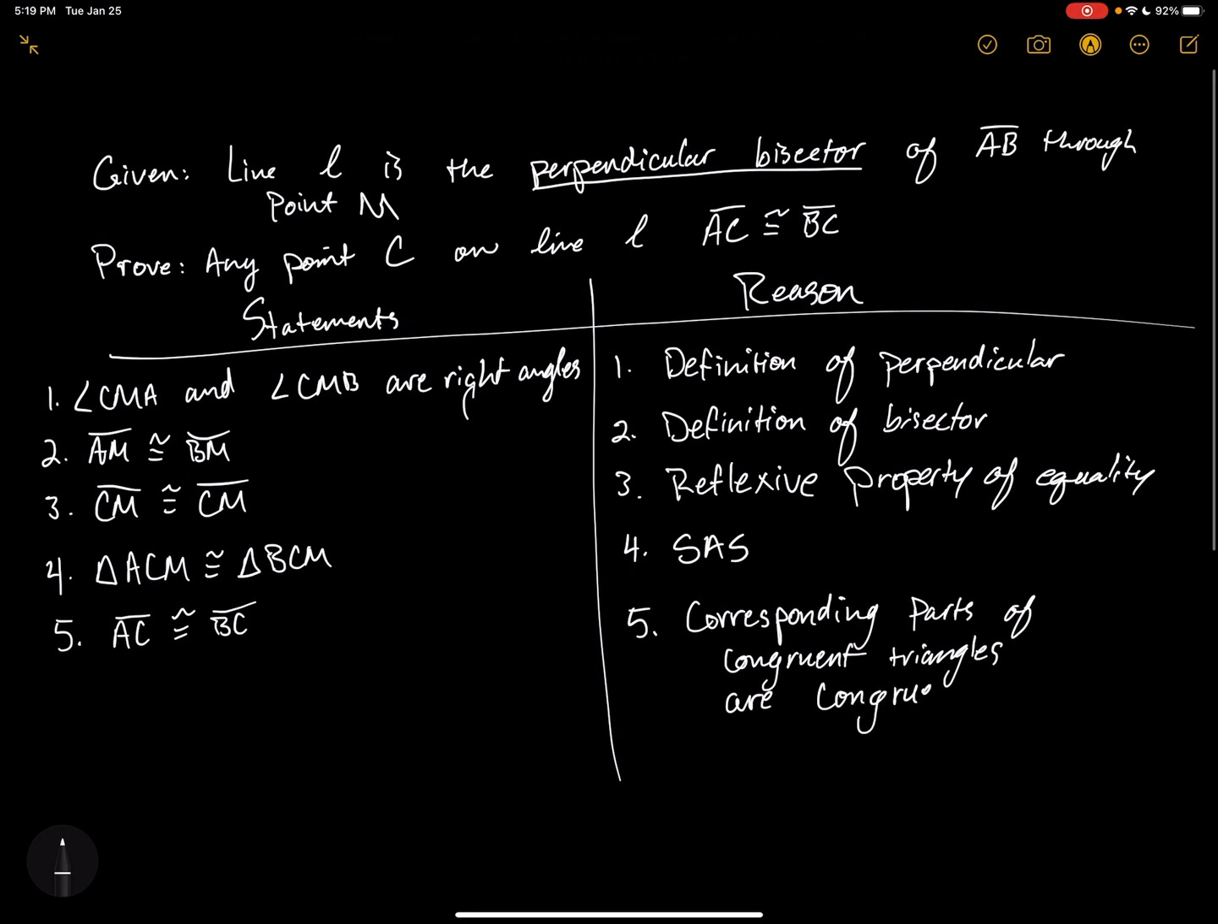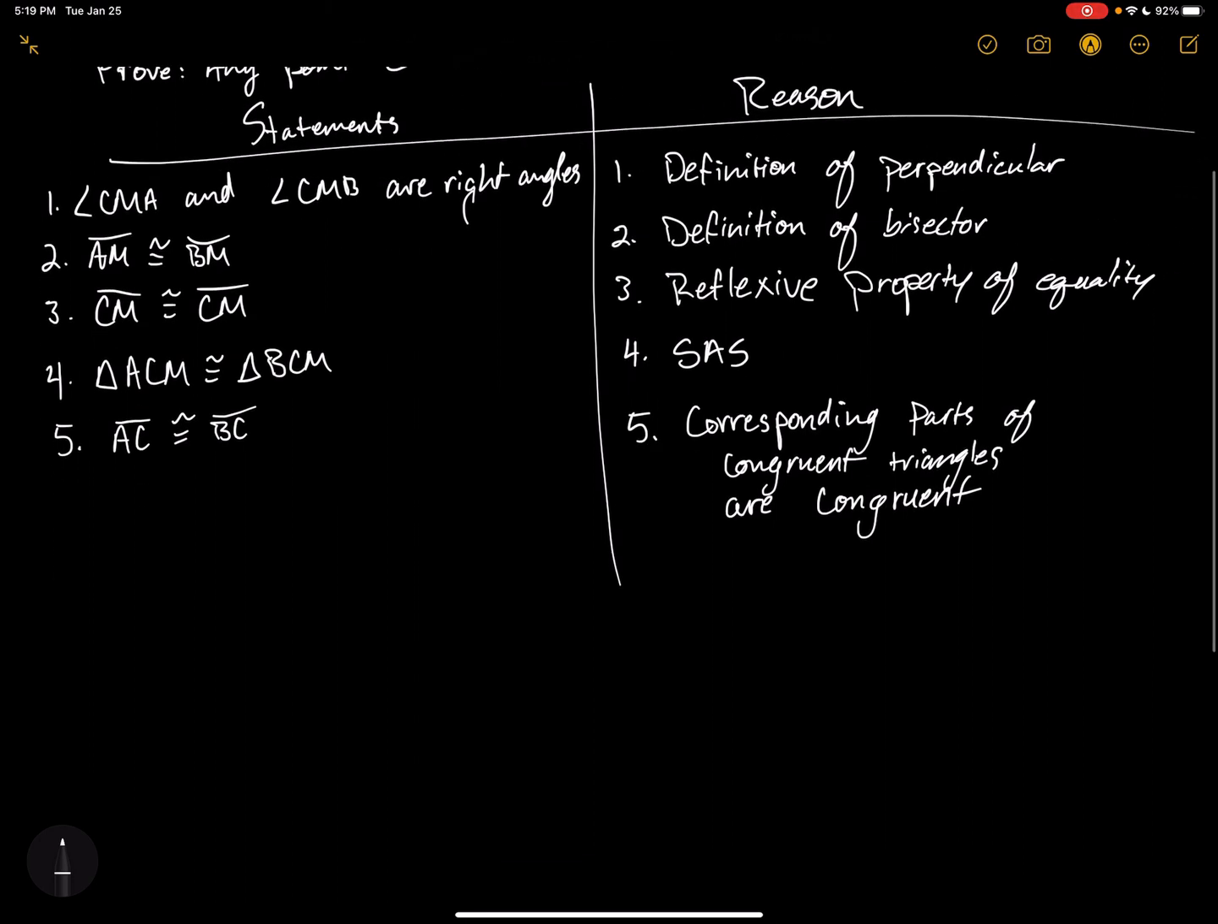Now that is a mouthful. Corresponding parts of congruent triangles are congruent. Fear not. Just like side angle side has an abbreviation, corresponding parts of congruent triangles are congruent also has an abbreviation. That is abbreviated as CPCTC. It's a bunch of C's separated by PT. All right? CPCTC. And that is kind of a handy way to do it.